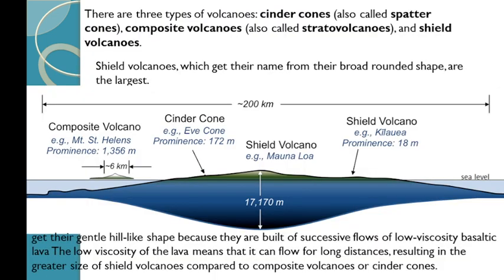Now the types of volcano: cinder cones, composite volcanoes and shield volcanoes. We have already discussed these terms. Cinder cones are formed from spatter, composite volcanoes are stratovolcanoes, and shield volcanoes. So everyone, go to my previous video and find them. Examples: composite volcano, Mount St. Helens; cinder cone volcano, Paricutin; shield volcano, Mauna Loa. A shield volcano has a gentle hill-like shape because it is built of successive low viscosity lava flows.